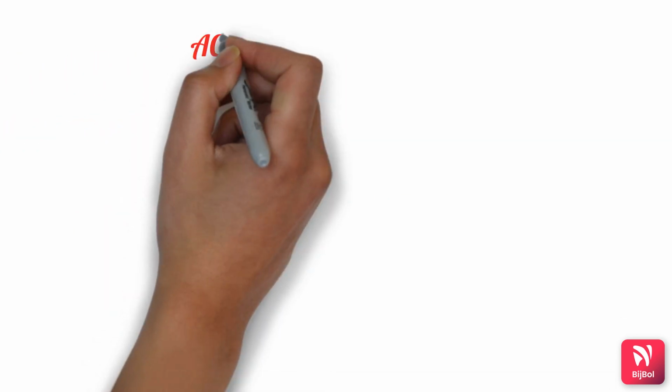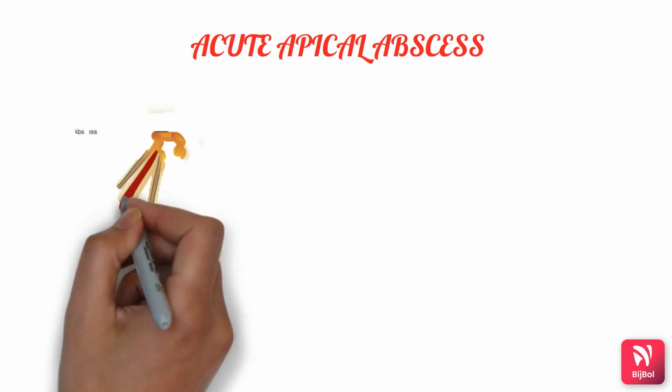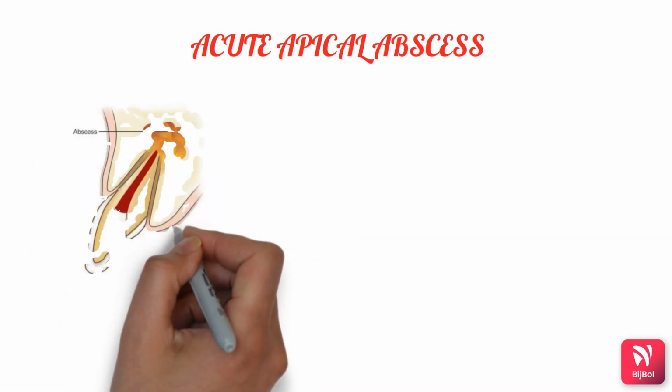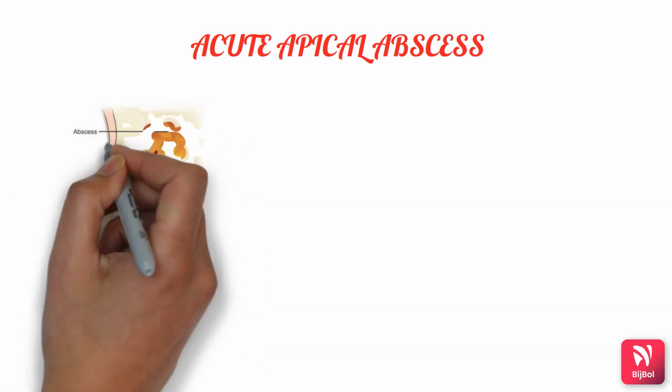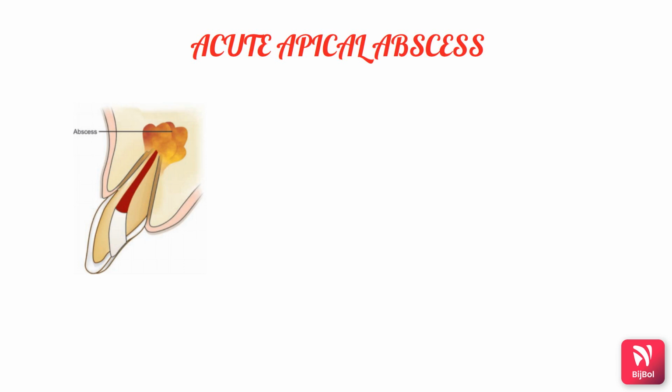Now we'll see the acute apical abscess. It is an inflammatory reaction to the pulpal infection and necrosis, which is characterized by rapid onset, pus formation, spontaneous pain, tenderness on percussion, and eventual swelling of the associated tissues.